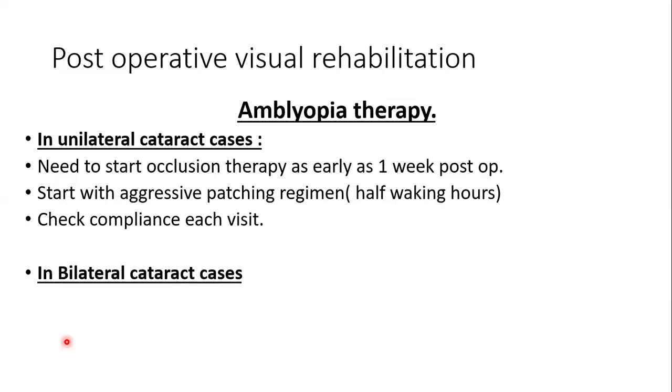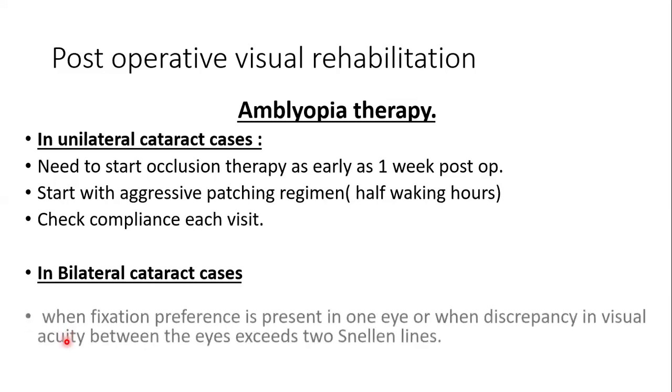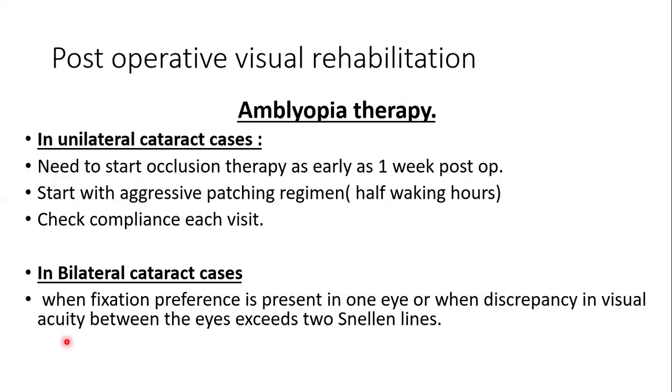For bilateral cataract cases, even if the patient had bilateral cataract and you did bilateral cataract surgery, that child might develop preference of fixation in one of the eyes. And in such cases, you will get to know that the patient is, for example, having right esotropia or left esotropia. So you need to start the patient on patching therapy. Or if the child is old and you can measure the visual acuity, if the child is having a discrepancy of more than or equal to 2 Snellen lines, then you also start amblyopia therapy.